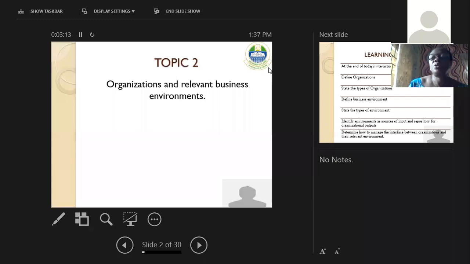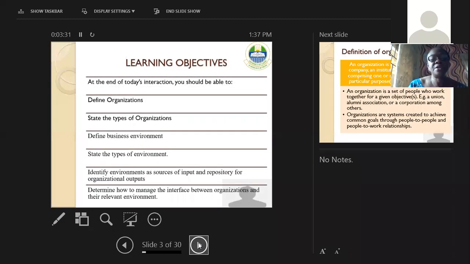Now, when we talk about organizations and the relevant business environment, what are we looking at? Well, we'll want to look at the definition of organization and the types of organizations that we have. We define business environment, state the types of environment, identify environments as sources of input and repository for organizational output, and also how to manage the interface between organizations and their relevant environment. In essence, that is the learning objectives of today's lecture. So we'll need to start first of all by defining organization.